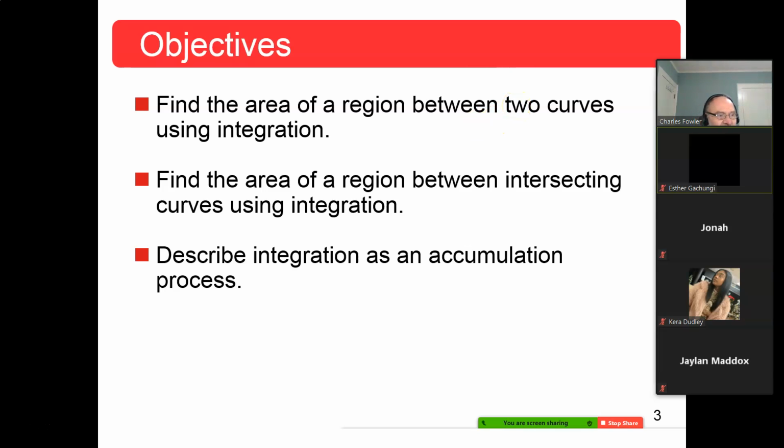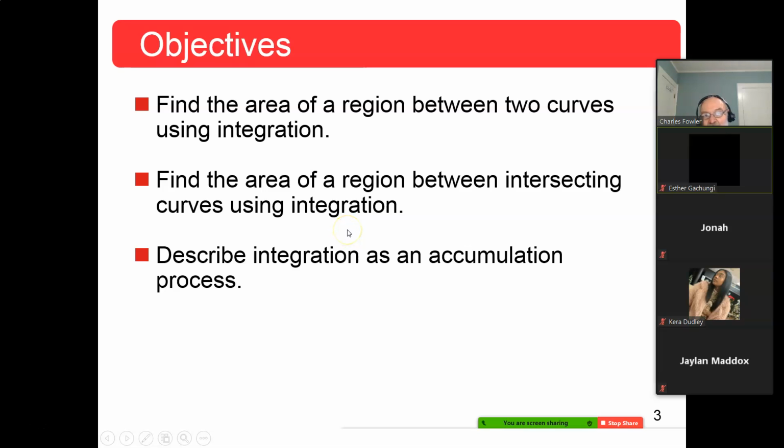And by the way, this is applications. The next chapter we do is techniques of integration, which to me almost would have made more sense to do before applications, but they chose, as a lot of books do, to put applications next. So find the area of a region between two curves using integration. It's going to be pretty straightforward from what we already know.